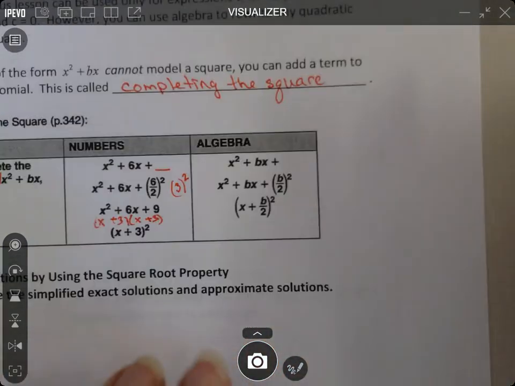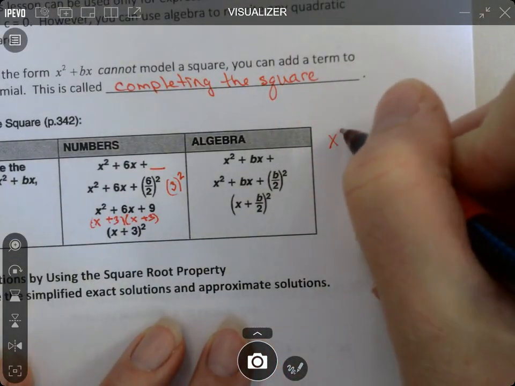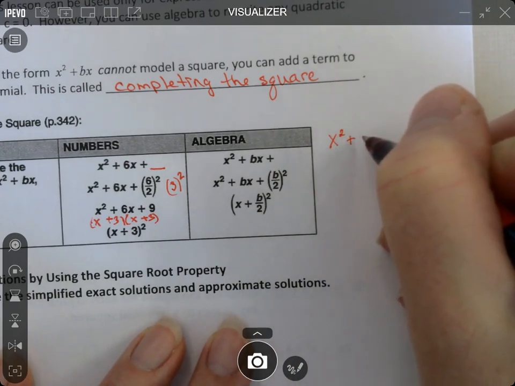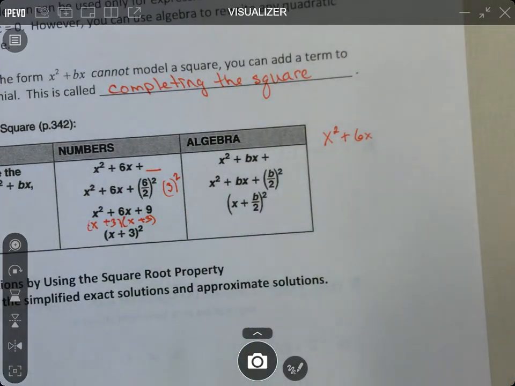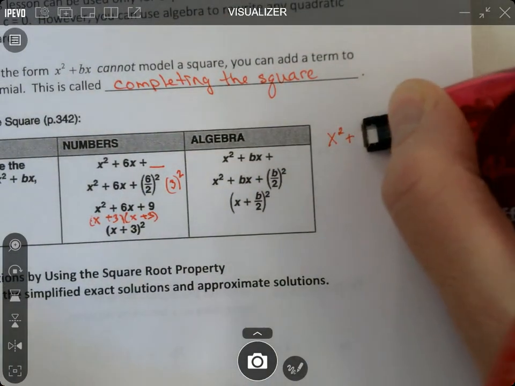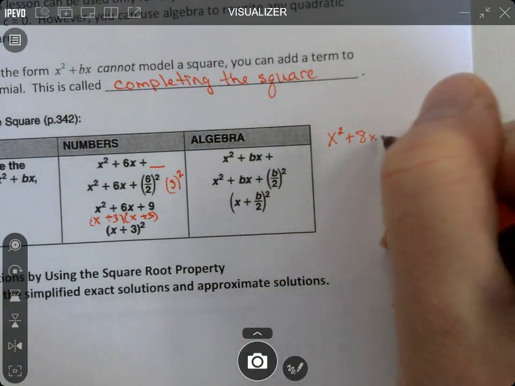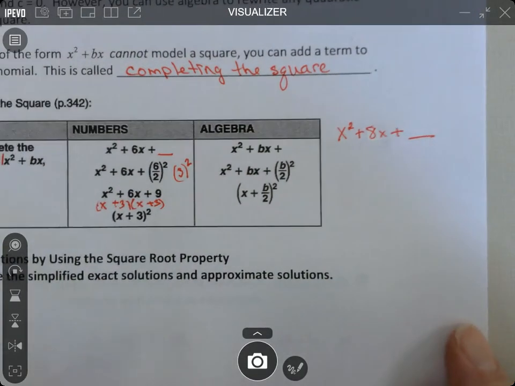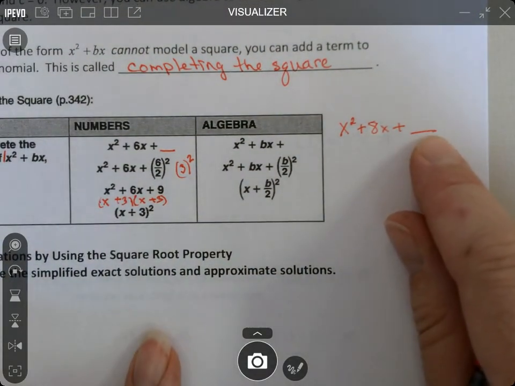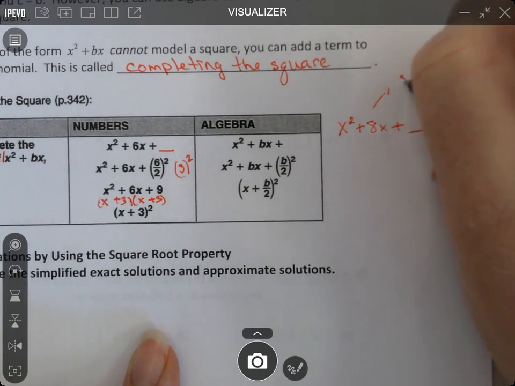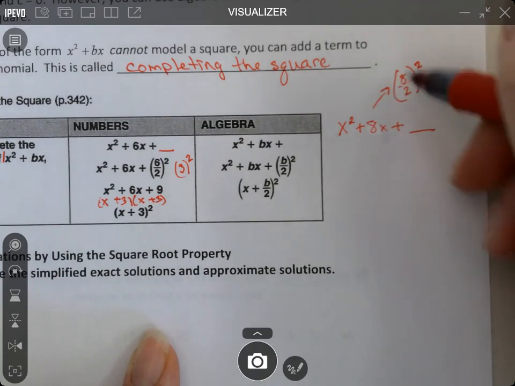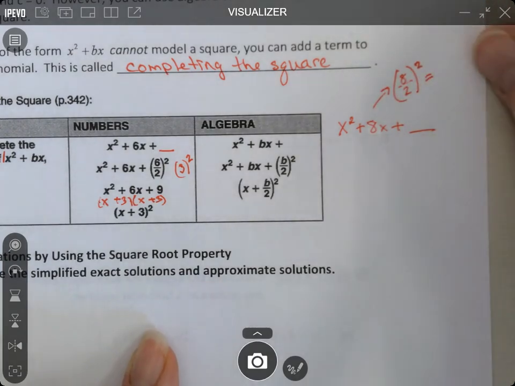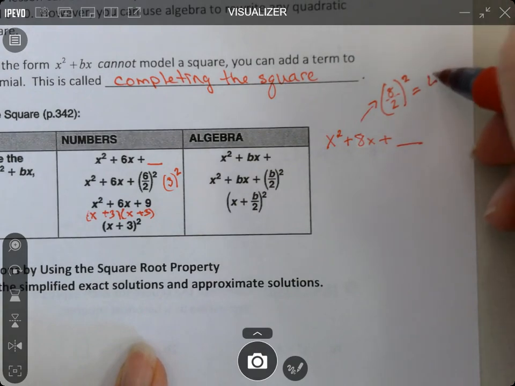So let me just throw another one up here. If I have something like x squared plus 6x. Is that what we just did? Hold on. Let me try that again. X squared plus 8x. And I say, I want this to be a perfect square. What number can I put there? All right, you're going to take b, and you're going to divide it by 2, and then you're going to square it. Okay, well, what's 8 divided by 2? 4. And what's 4 squared?